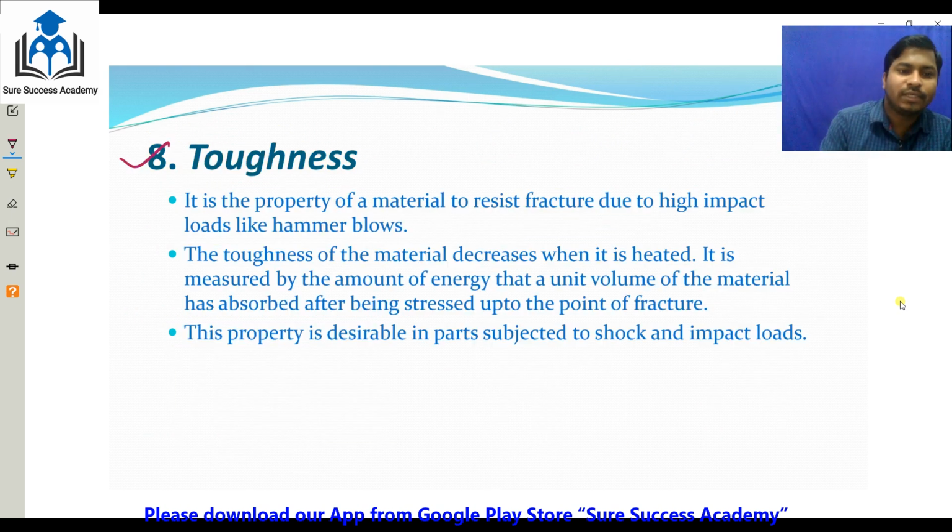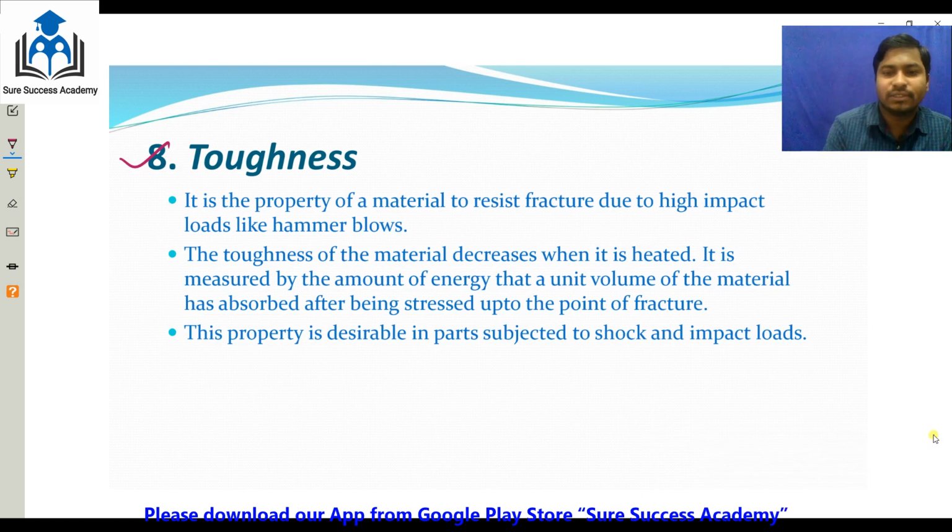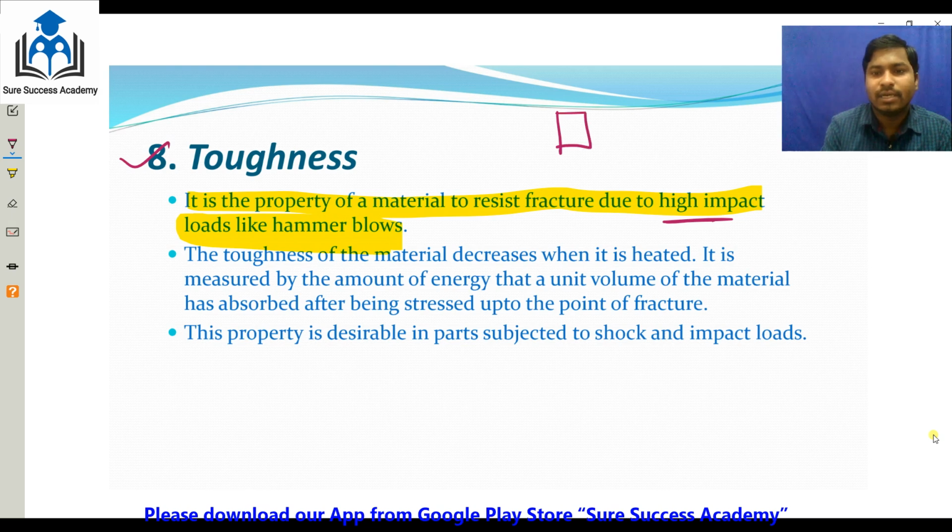What is toughness? It is the property of a material to resist fracture due to high impact loads like hammering, hammer blows. Suppose one metal is there, and a high impact with certain velocity applies the load, it should not fail. That is called toughness of the material, and we will tell how we are doing it.